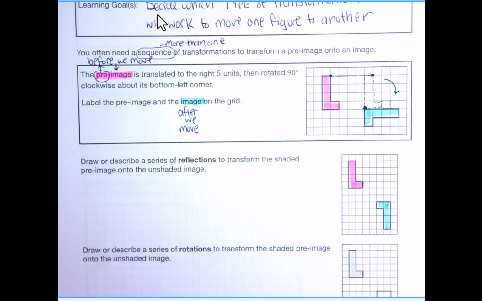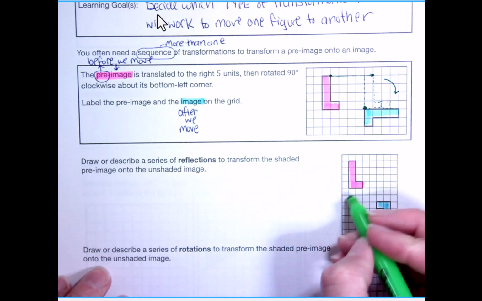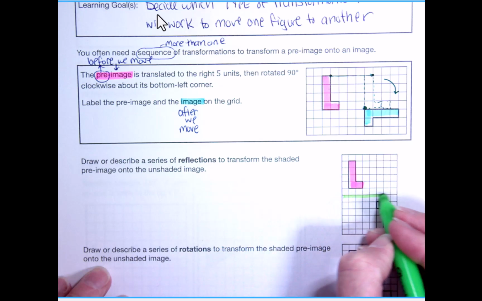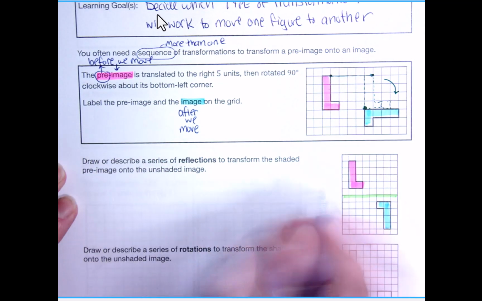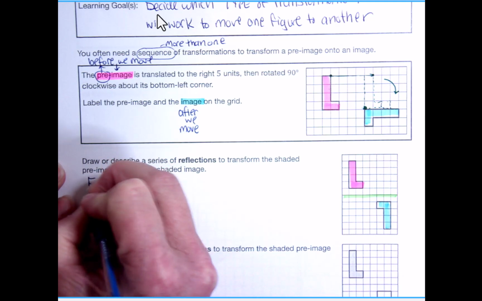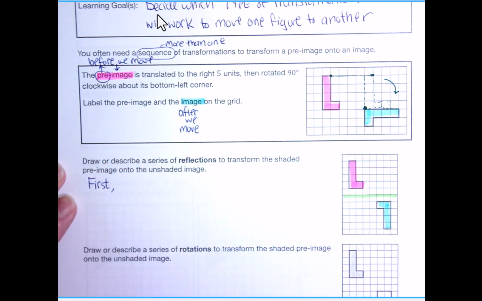So I can't do this in just one reflection. So first, I'm going to reflect it across this green horizontal line. I'm going to take the pink and reflect it across the green horizontal line. And I'm going to use some transition words to make my steps clear. First, reflect across the green horizontal line.